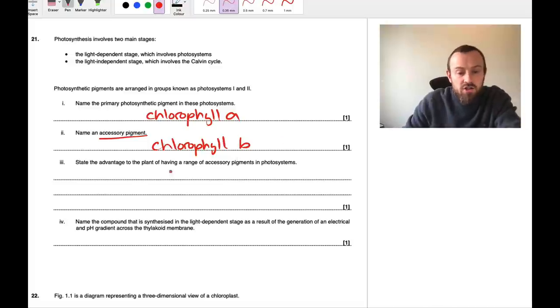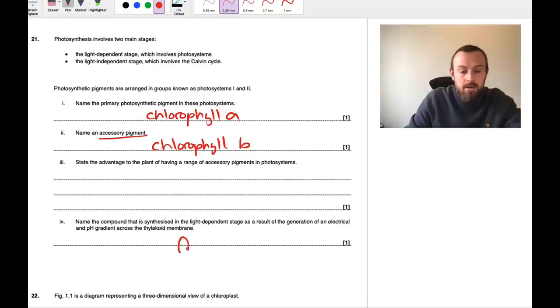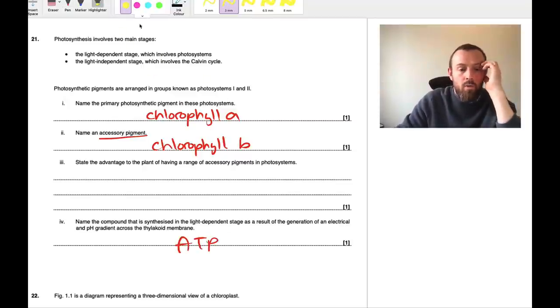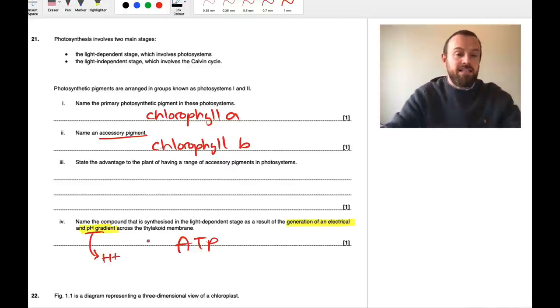What's the advantage of having a range of accessory pigments? It is that the plant can capture a wider range of wavelengths, and the compound that is synthesized in the light-dependent stage as a result of the generation of an electrical and pH gradient is ATP. Now, you might have said NAD for that, but so why not? Well, it specifically says the generation of an electrical and pH gradient. What's a pH gradient? Well, that is H+, and it's that H+ gradient that drives ATP synthase.